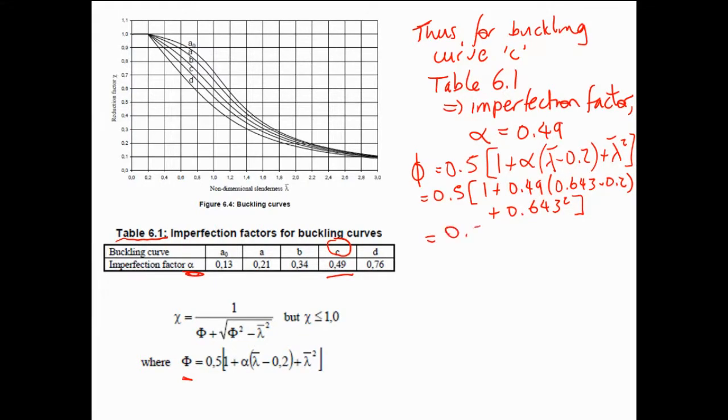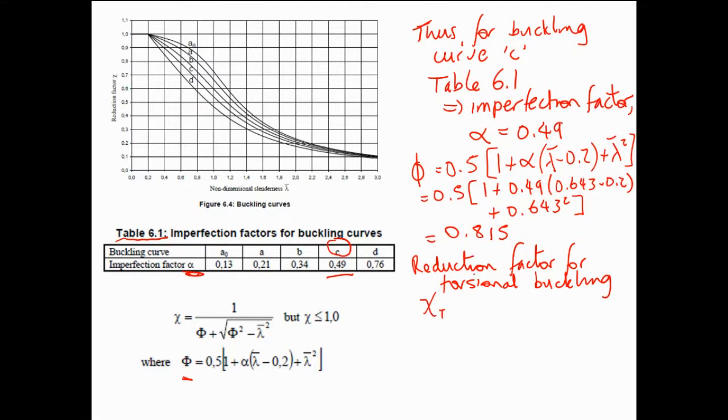If that worked out right, it's 0.815. So then the reduction factor for torsional buckling. Remember, last time we did this for flexural buckling, or lateral buckling. This is for torsional buckling.